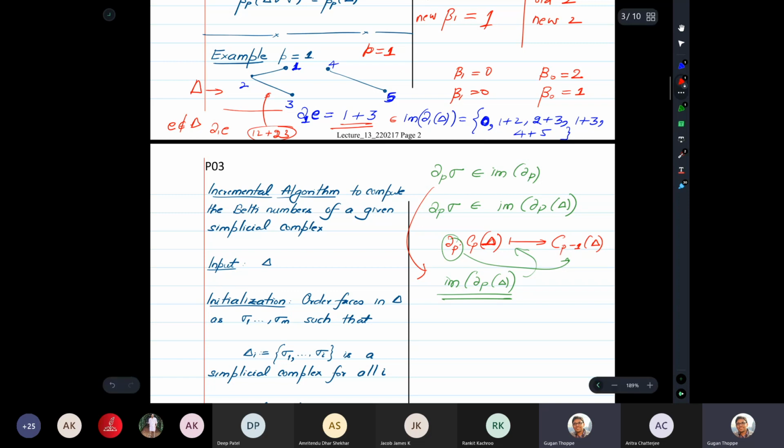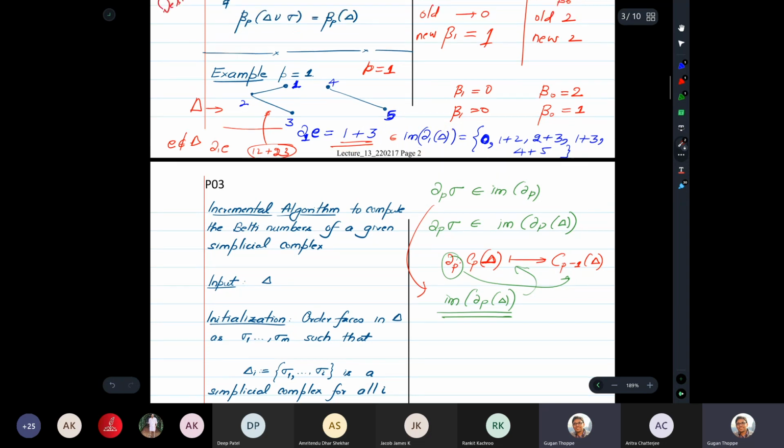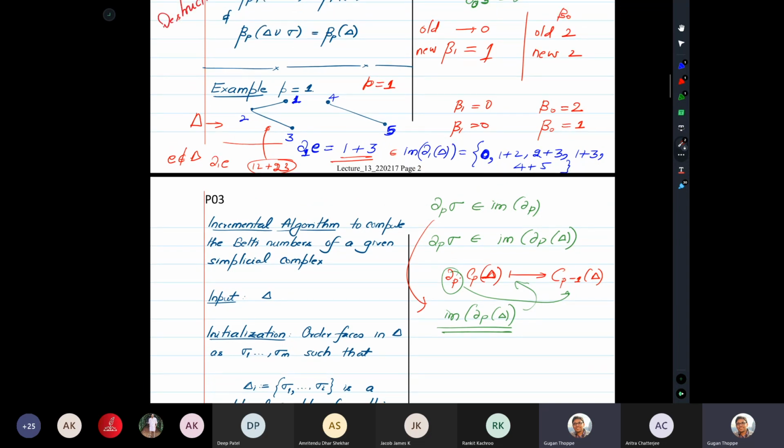So if I apply ∂1 of this, I hope you agree that we will end up with 1 plus 3. So in that sense, you can see that ∂1 of E indeed belongs to this, right? So since this belongs to this, as per the above proposition, when I add this edge over here, it should lead to creation of a two-dimensional hole. Is this okay?